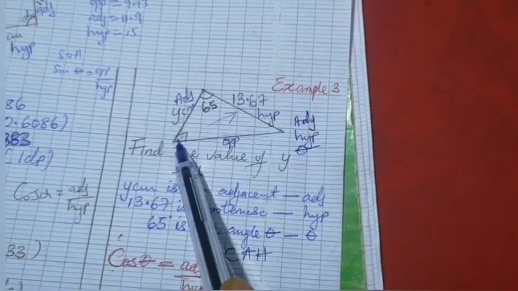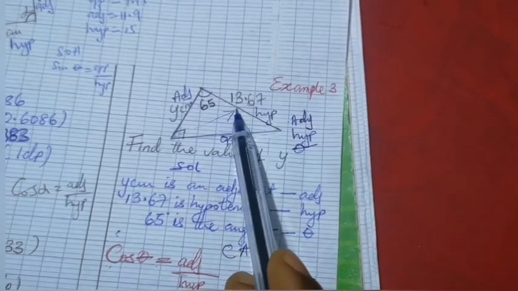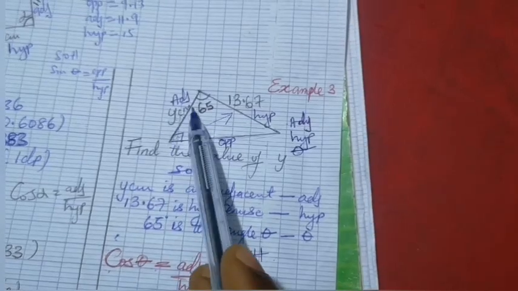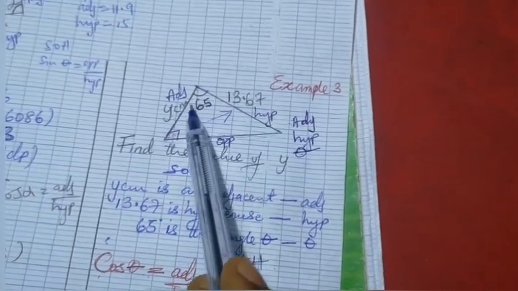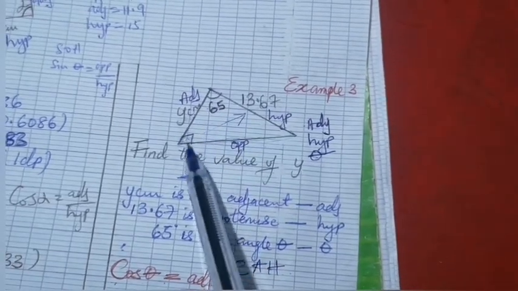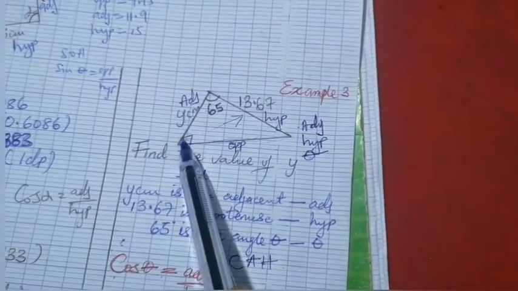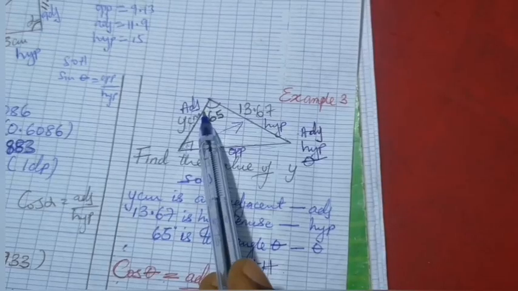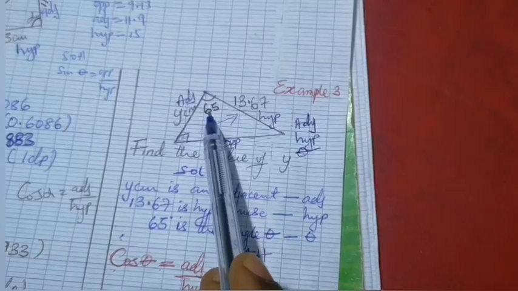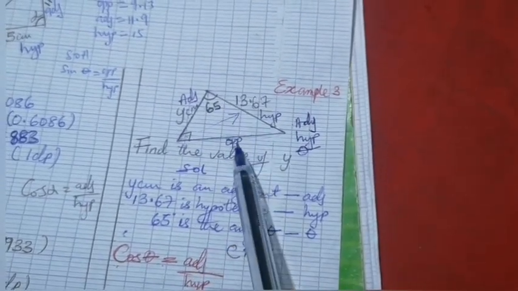Starting from our right angle, our 90 degrees, we will trace this way. So this is our hypotenuse. Now this line that forms this angle 65 degrees with the hypotenuse is our adjacent, and this other line will become the opposite. So the adjacent is that very line that forms the included angle with the hypotenuse. So this is the hypotenuse and this is the opposite.